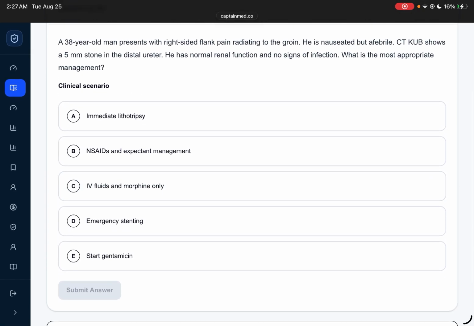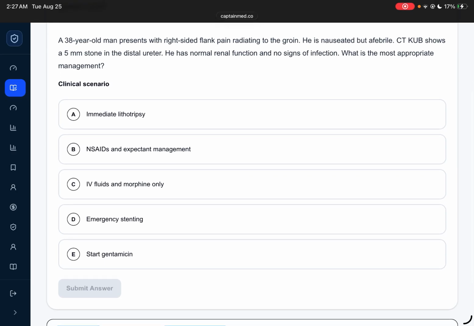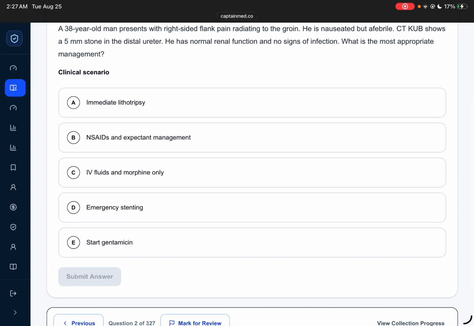So right now we have a 38-year-old male who presents with a right-sided flank pain radiating to the groin. He is nauseated but afebrile, and the CT-KUB shows a 5 mm stone in the distal ureter. His renal function is normal, but there's no sign of infection. So from these given options, which of the following is the most appropriate management?